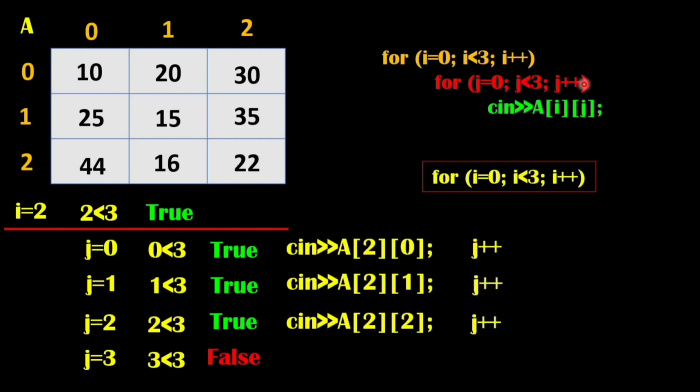So again go back to i. So i++, i became 3. 3 less than 3, look at this, 3 less than 3 is false. So the i loop also will stop there. So we have entered all the values from a[0][0] to a[2][2].